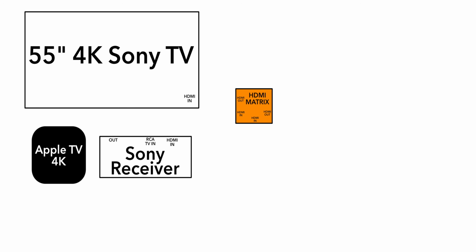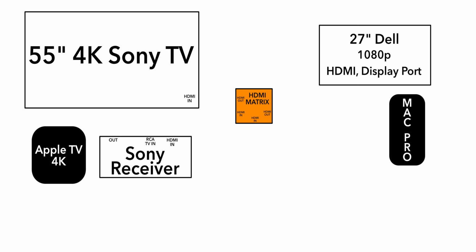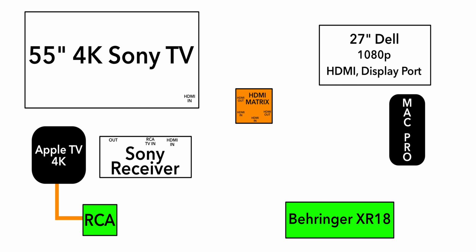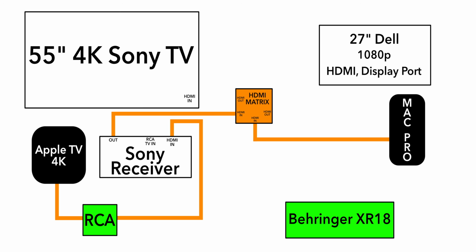HDMI matrix in the middle, Apple TV, Sony receiver, and a 4K TV on one end, and the Mac Pro, the preview monitor, and the XR18 on the other. So we routed the Apple TV through the audio extractor via HDMI to the Sony receiver. We sent a 50-foot run of HDMI from the Sony receiver to the first input on the HDMI matrix, and that was that.